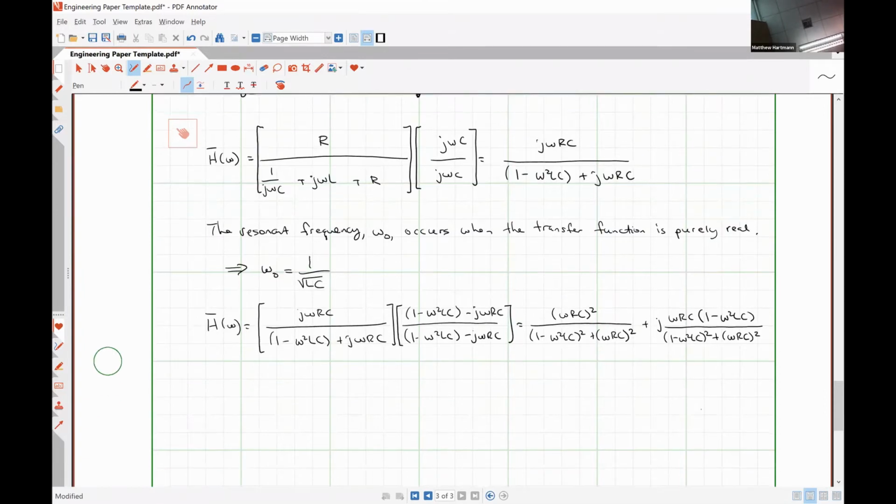And we can use this rectangular form to find our magnitude. So it's going to be the real part squared plus the imaginary part squared. Sorry, this should be squared there.